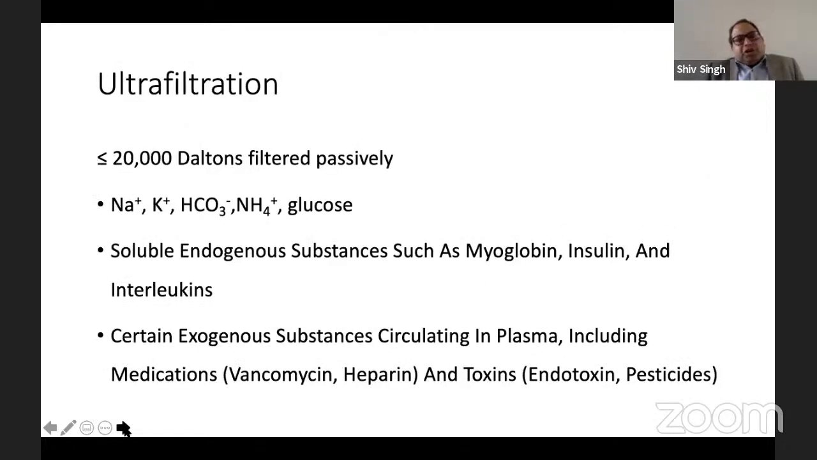So particles which are less than 20,000 Daltons are filtered passively. These are sodium, potassium, bicarb, ammonia, glucose. Some of the soluble endogenous substances like myoglobin, insulin, interleukins. Certain exogenous substances circulate in plasma, like your medication like vancomycin, heparin, and toxins like endotoxins and pesticides.